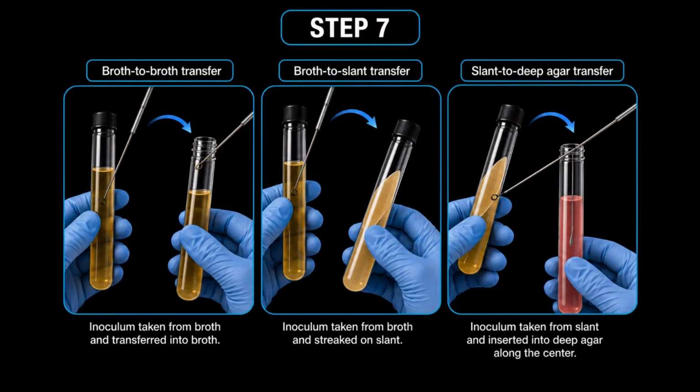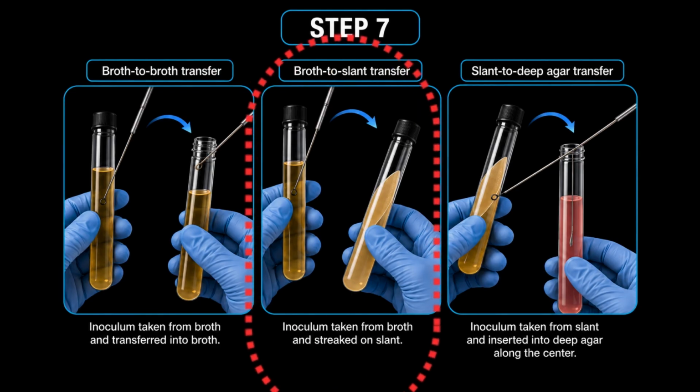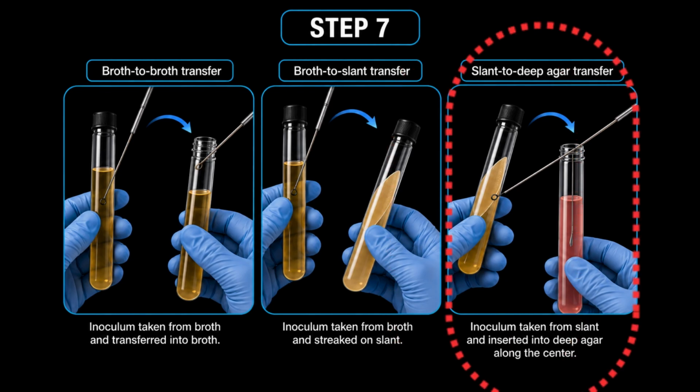Step 7. Transfer the culture. Now transfer the inoculum into the sterile medium. For a broth-to-broth transfer, gently mix the loop inside the broth. For a broth-to-slant transfer, streak the agar surface from the base toward the top using a straight or zigzag motion. For a slant-to-agar deep transfer, use a straight inoculating needle to make one vertical stab into the center of the agar. This method is known as stab inoculation.